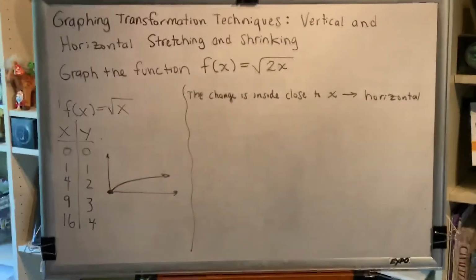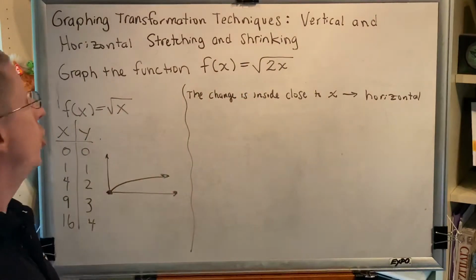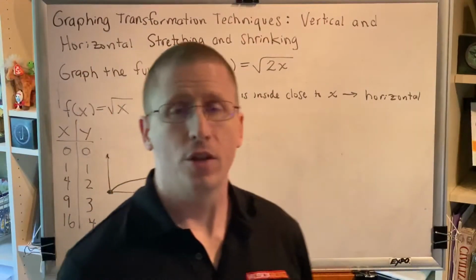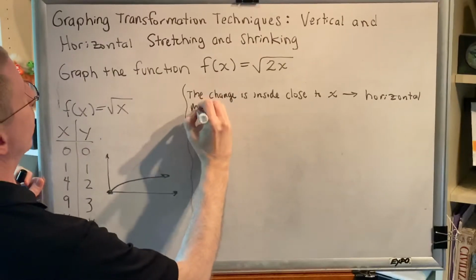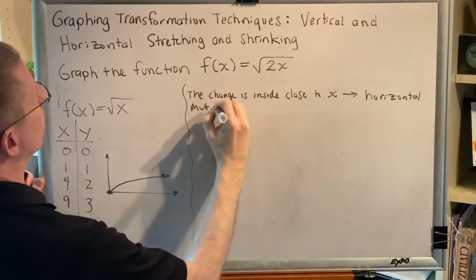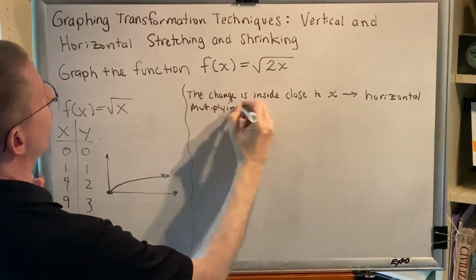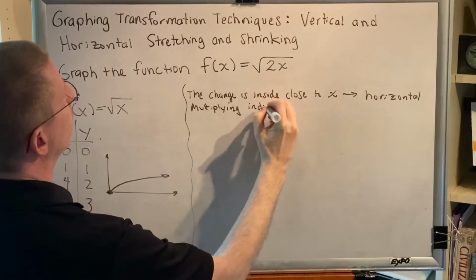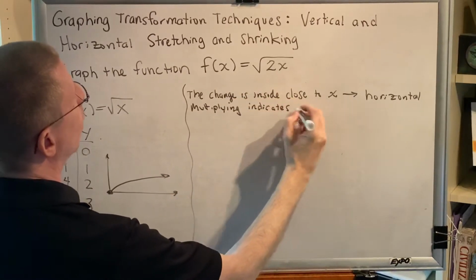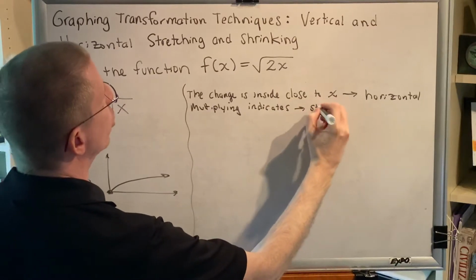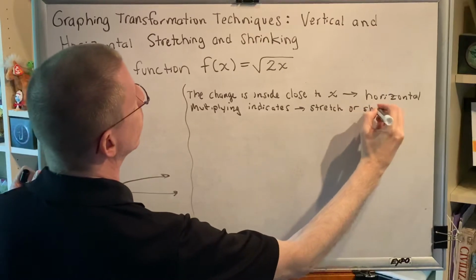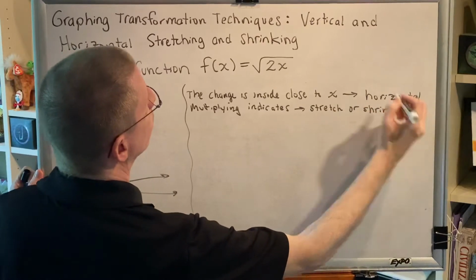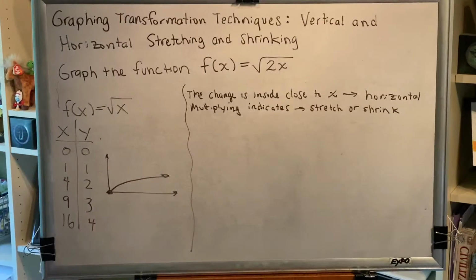Next, what kind of change is it? Certainly there's a 2 there, but what's it doing? Well, the 2 is multiplying. And the fact that it's multiplying is indicative of a stretch or a shrink, and we have to figure out which one. So let's see if we can do that. Let's see if we can put this together.